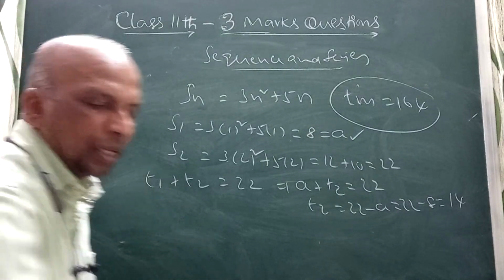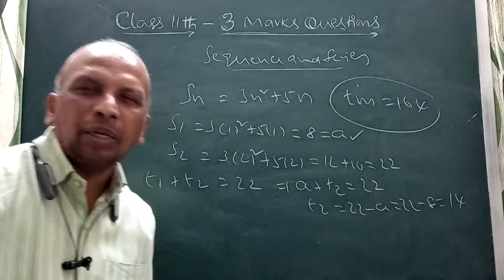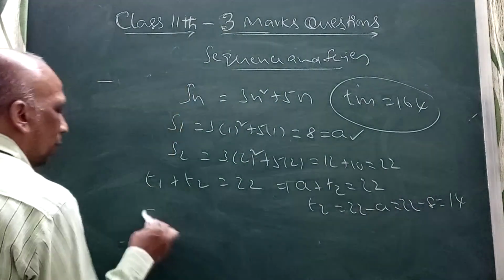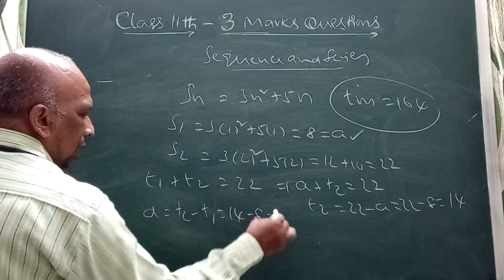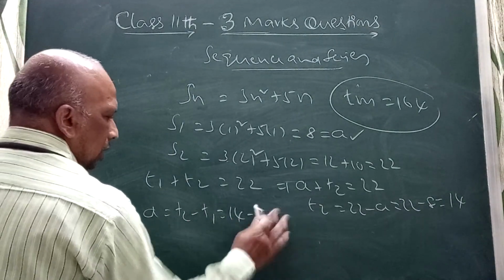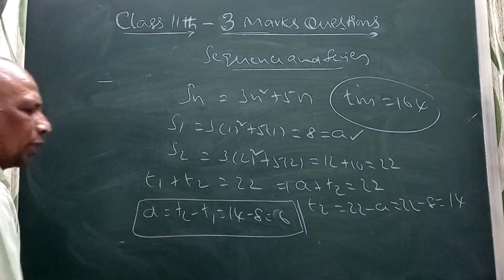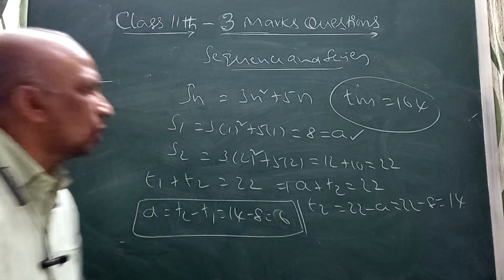But they clearly mention AP here. Since AP is mentioned, we know T1 and T2, so I can find the common difference, d equals T2 minus T1. So 14 minus 8, I get 6 as the common difference.